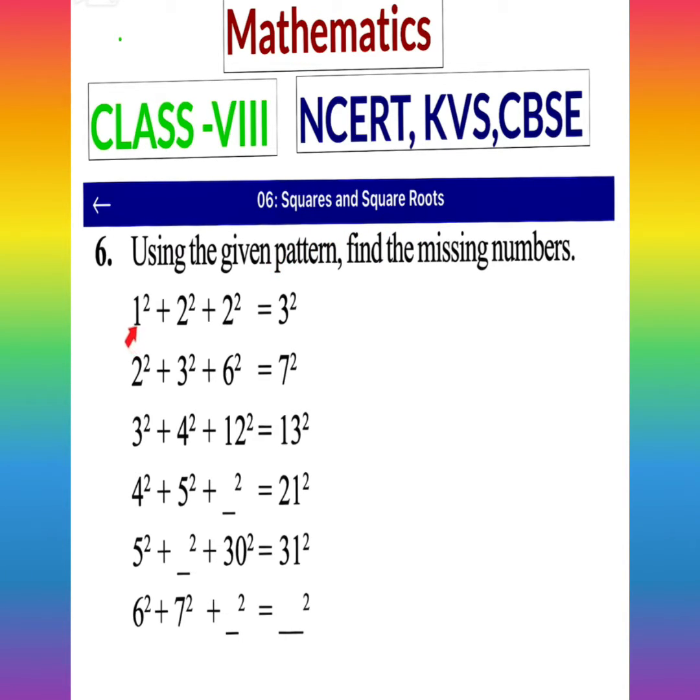So here is given that 1 square plus 2 square plus 2 square equal to 3 square. So what is the pattern? Try to understand. So dear, here you can see that this is 1 square and 2 square and 2 square, and it gives you 3 square. And the next one is 2 square plus 3 square plus 6 square, so it is 7 square, and this is 3 square plus 4 square plus 12 square equal to 13 square.